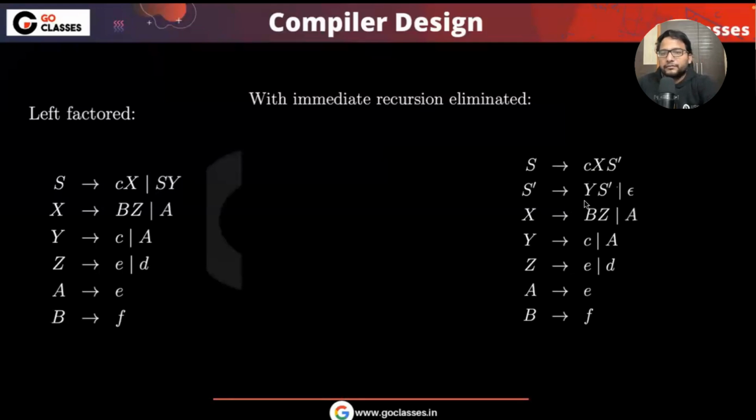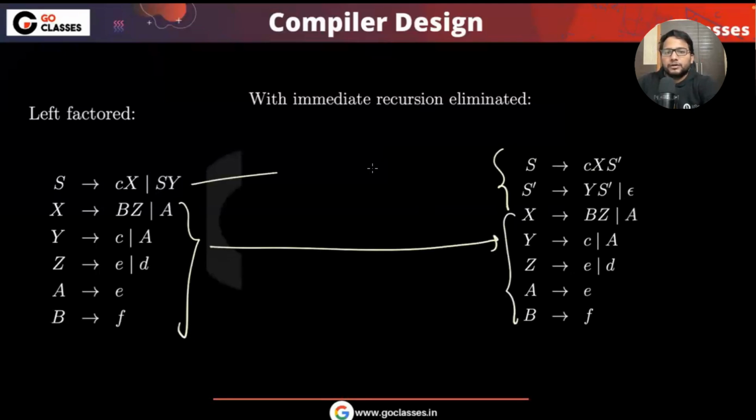See here. Okay. All of this is as it is. You don't need to change these things. You only need to change this much. Okay. This one. So that's how we have removed the left factor. I mean, we have first left factored it and then we have removed the left recursion.